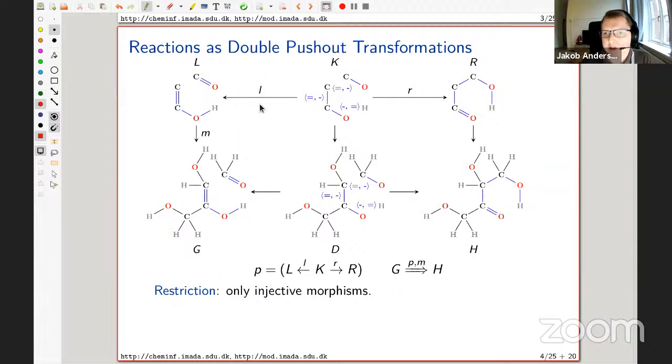We do allow label changes, we need it for the edges. Here in this example, we don't have it, but for the vertices, we also need to be able to change labels such that we can change, for example, an O minus into an O.